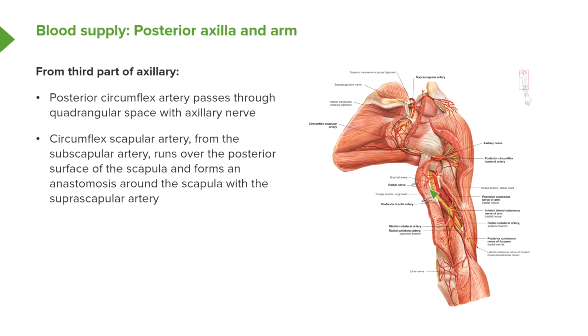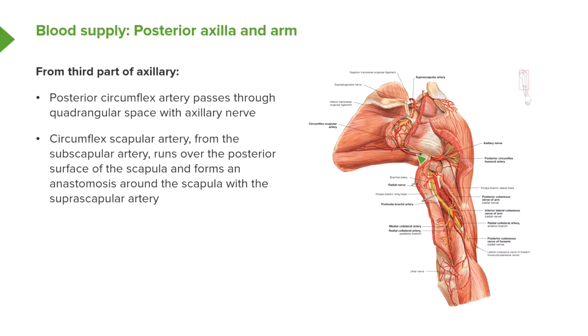Remember, this one is passing through the quadrangular space. Here we have the quadrangular space. Remember the boundaries of the quadrangular space. Laterally, we have the surgical neck of the humerus. Medially, we have the long head of triceps. Superiorly, we have teres minor, and inferiorly, we have teres major. We have it passing out in this direction, passing towards the deltoid muscle. So we've got the posterior circumflex artery passing out alongside the axillary nerve within the quadrangular space.